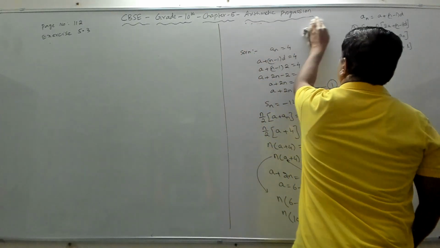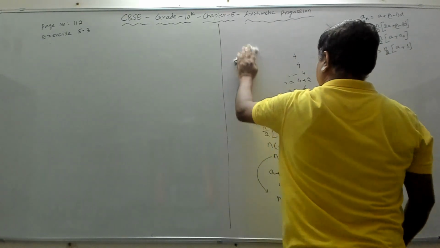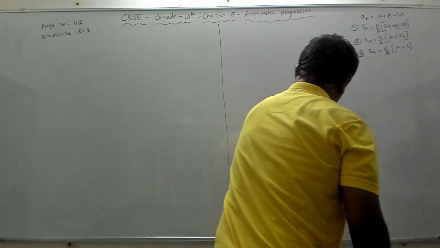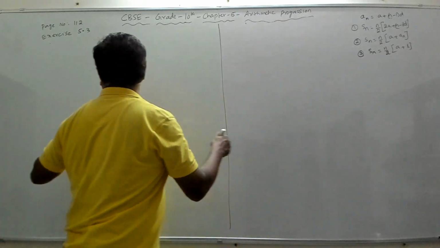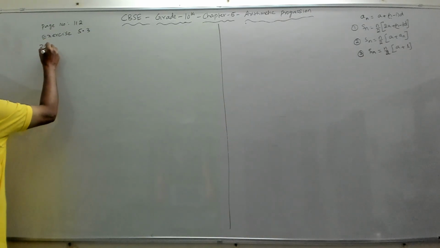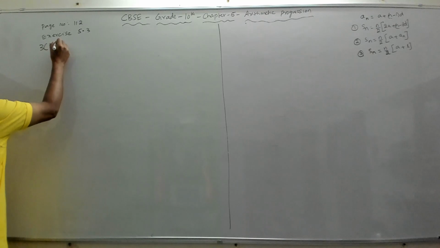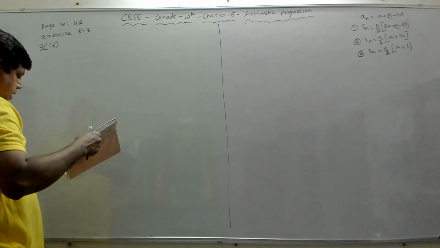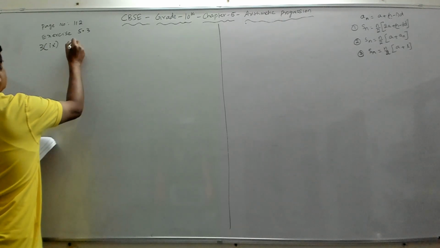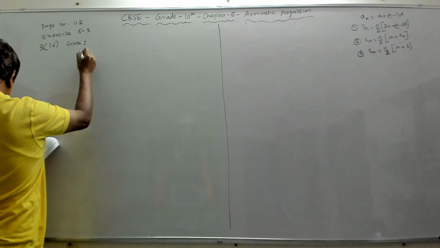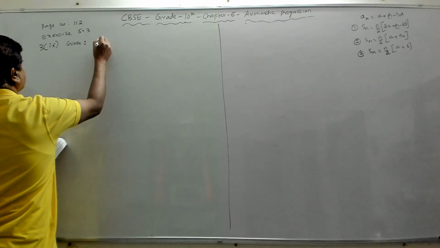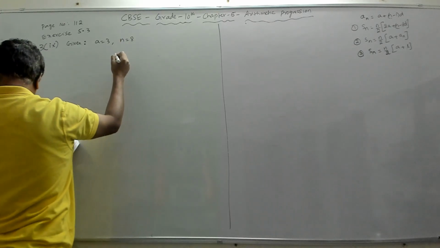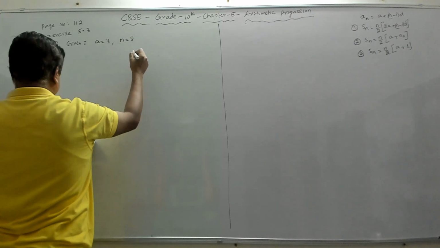Erase this also. So next one is third problem, ninth subdivision. So what we should do? We should find D, where given is A is equal to 3, N is equal to 8, S is equal to 192.